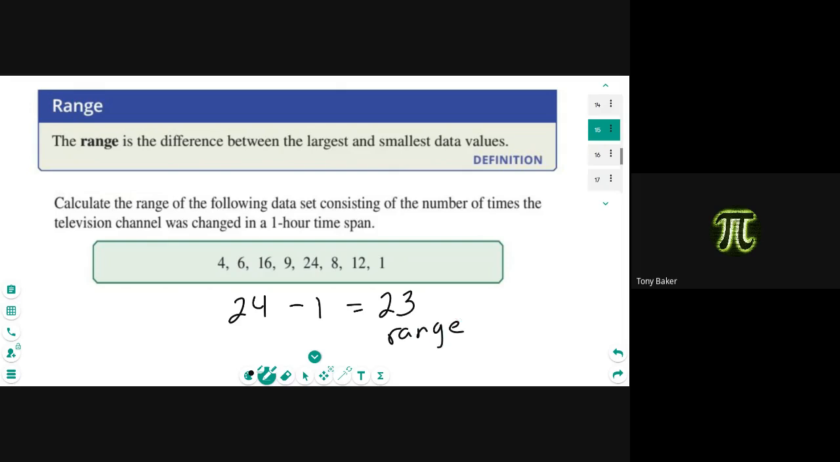It's another way to think about how spread out data is. Range will tell me the massive spread of what it's going to be. The smaller the range, the more compact the data is. The larger it is, the more spread out it is.